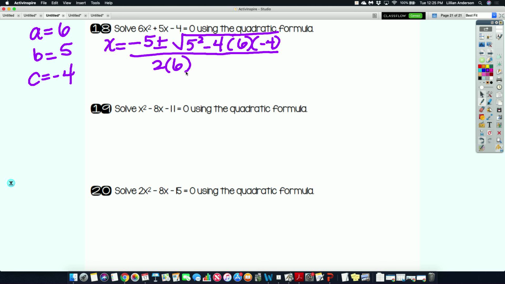So, what's 5 squared? Now you need to do, yes, you guys can do this without a calculator. What is 4 times 6? 24. What's 24 times 4? 96. And since you have a minus here and a negative here, is that going to be a minus 96 or a plus 96? Plus. All over, what's 2 times 6? 12.